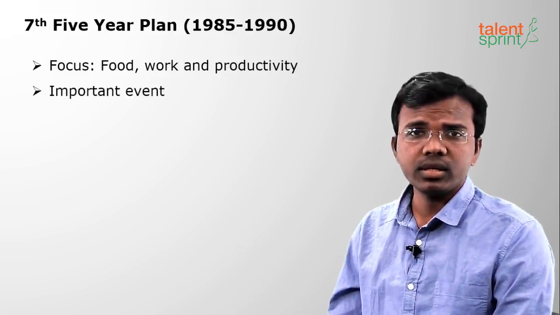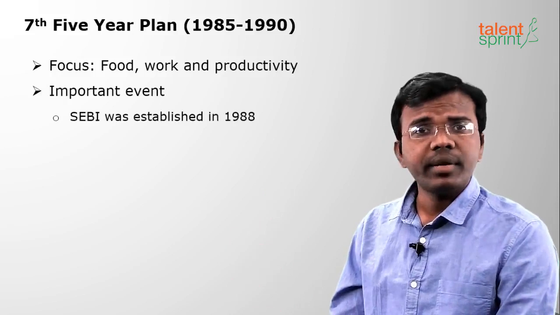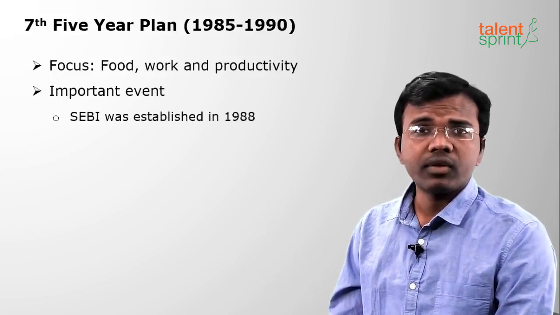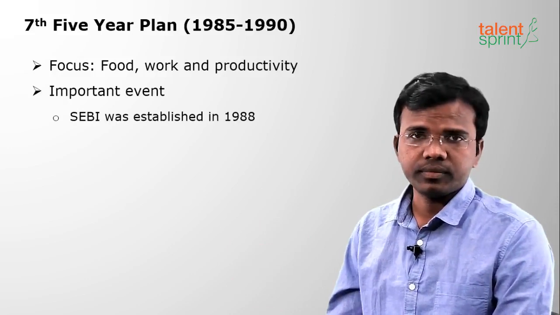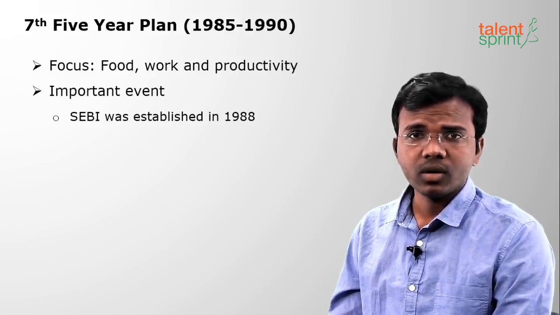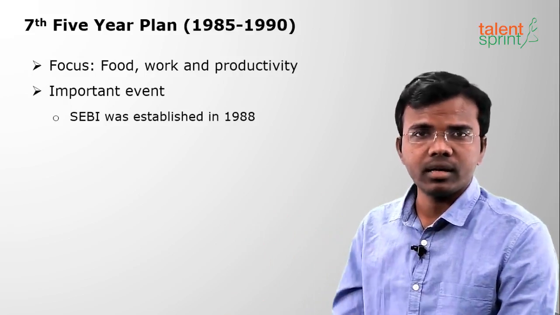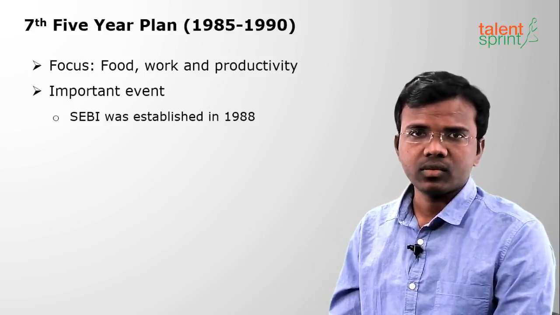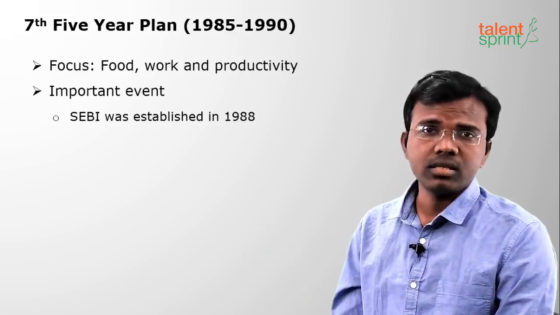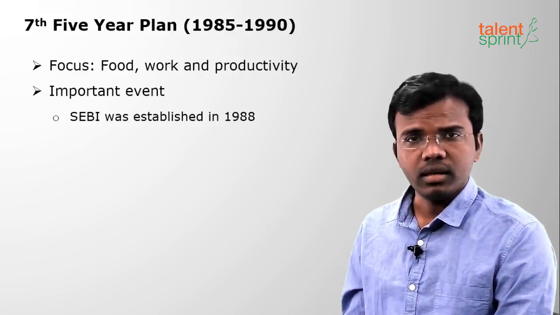And the important event during the 7th 5-year plan is the establishment of SEBI. SEBI stands for Securities and Exchange Board of India. It is a regulator of capital market, that is stock market in India. So it was established in 1988. Okay, with the headquarters at Mumbai. It controls all the stock market regulation in India. Okay, the big brother of all the stock exchanges in India is the SEBI. It is the controller of all the capital market in India.